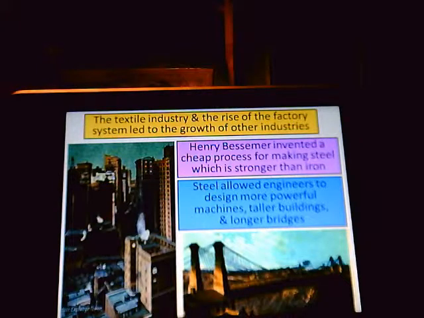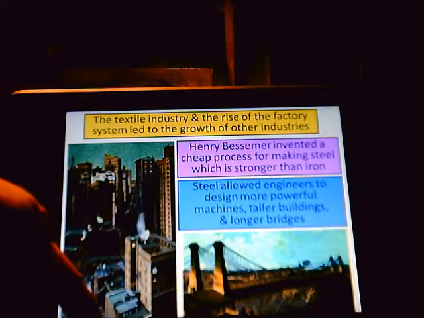Steel allowed engineers to design more powerful machines, taller buildings, and longer bridges. That's why a lot of our tallest buildings that we see have been built in the last 150 years. You don't really see a lot of 1,000-year-old buildings that are more than 2 to 3 stories, for that very, very important reason.